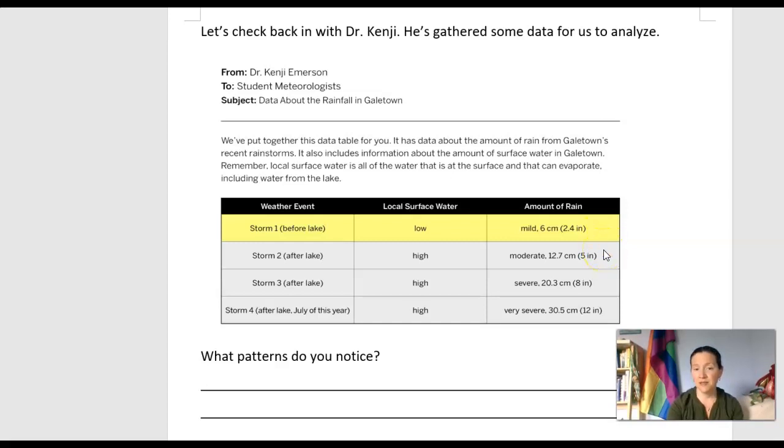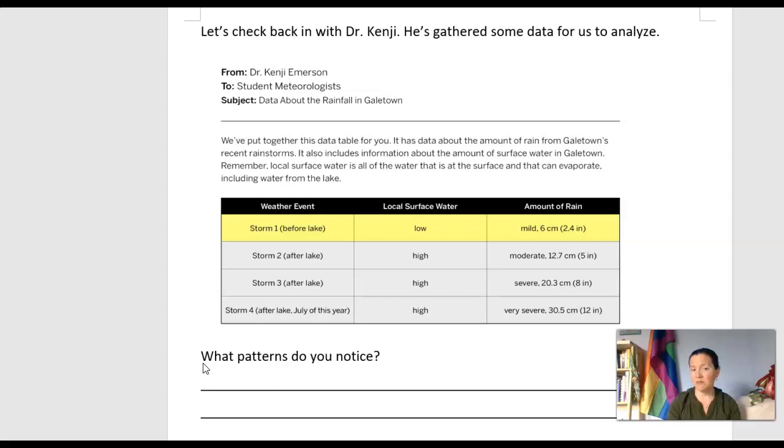But the storms that occurred after the lake, I'm noticing that there's a lot more rain: 12.7 centimeters, 20.3 centimeters, 30.5 centimeters. Okay, so the next question in our packet is, what patterns do you notice? Take a minute and think about what patterns you're seeing.